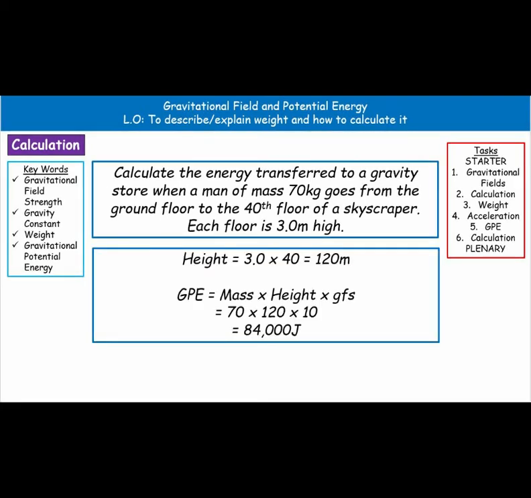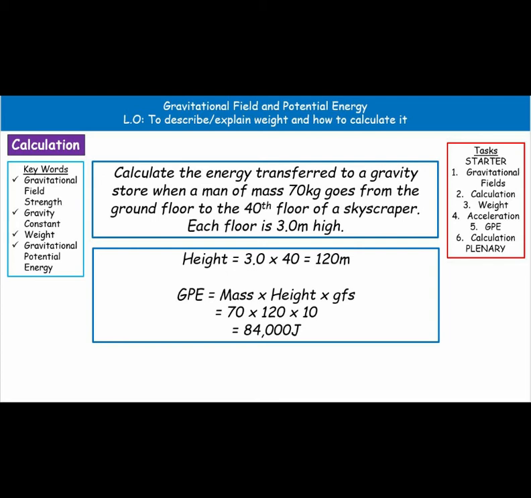So, as always when we do these, when you read your question, don't forget to underline, highlight or circle the key information first, so you don't have to keep rereading it over and over again. Then we're going to write down the formula we're going to use. In this case, gravitational potential energy is mass times height times the gravitational field strength.